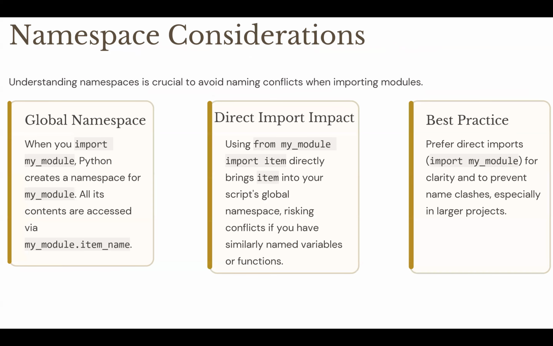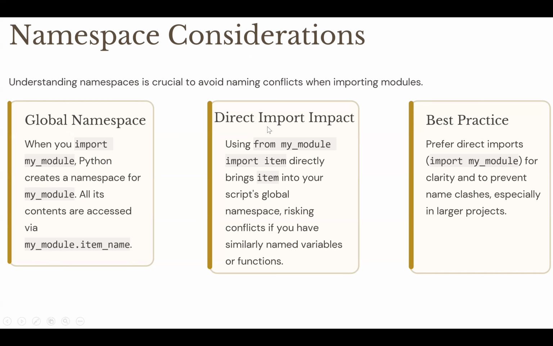Next, namespace consideration. Namespace is nothing but a dedicated space where your code and everything will be stored. Namespaces are crucial, which avoids the name conflict when importing the modules. What is namespace going to do? It is nothing but global namespacing. When you import a particular module, Python creates a namespace for that module, and all its contents are accessed via that module name with the item names.